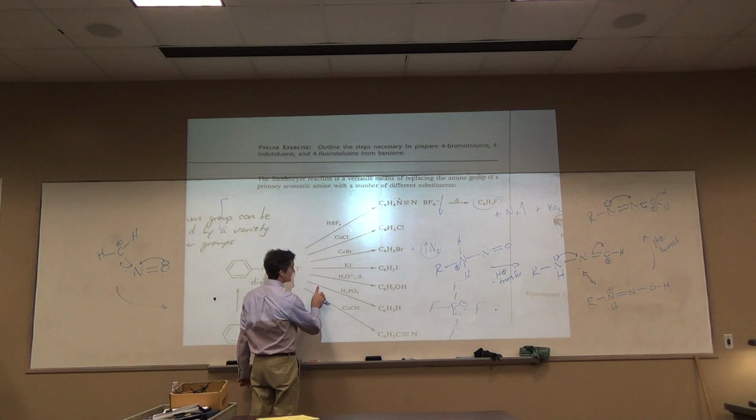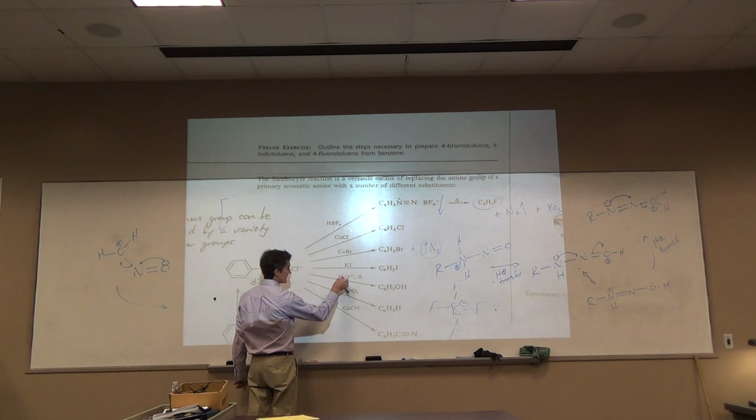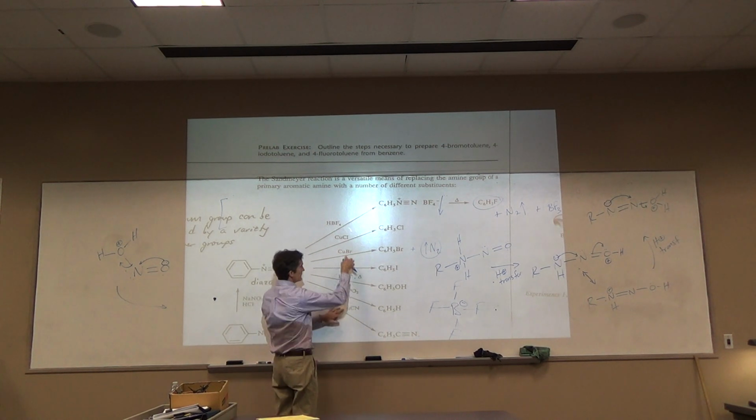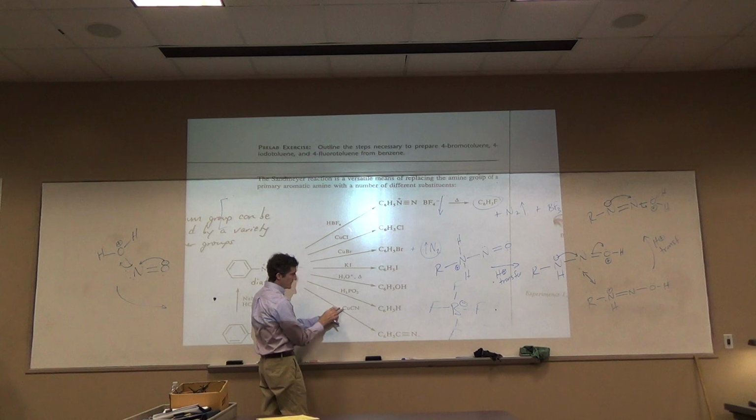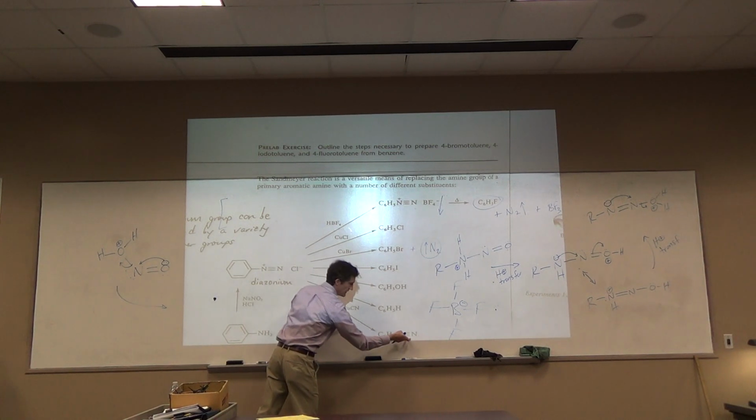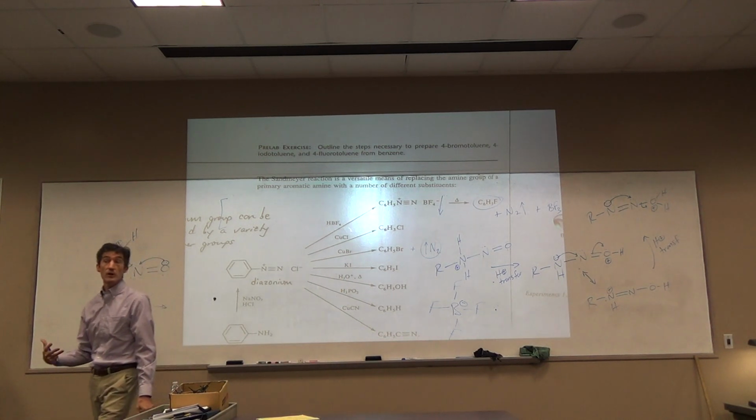Okay, other reactions. Let's skip that one here. Copper cyanide, very similar to copper chloride and copper bromide. You can replace the diazonium with a cyano group or nitrile group.